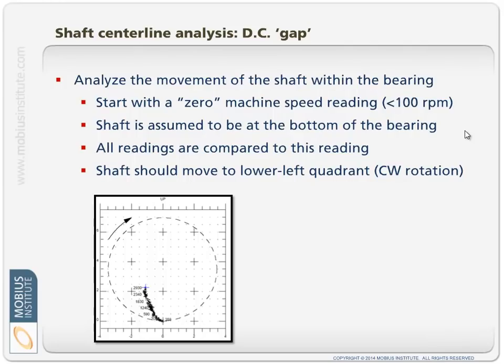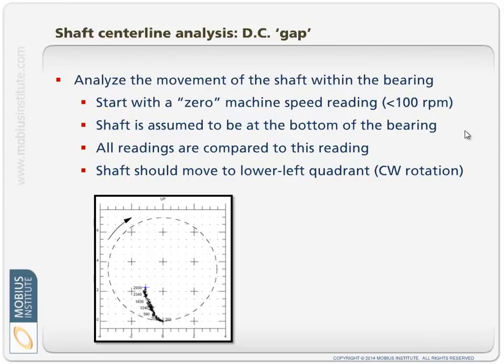So, number one, the centerline plot uses that DC voltage that I mentioned earlier, the gap voltage. It's sensitive to where the center of the orbit is. Again, it has to use the two probes so that it can use the triangulation. What we do is when the machine is at rest or just started, we're going to make the pretty safe assumption that the shaft is at the bottom of the bearing. It can't go any further down.